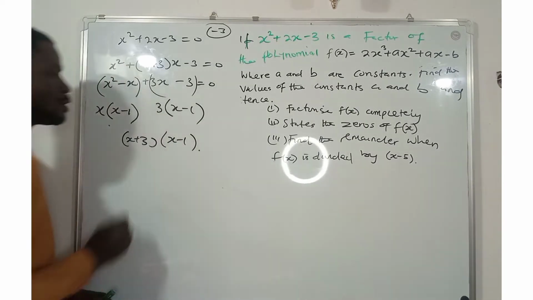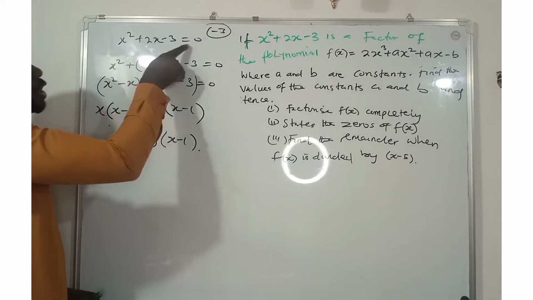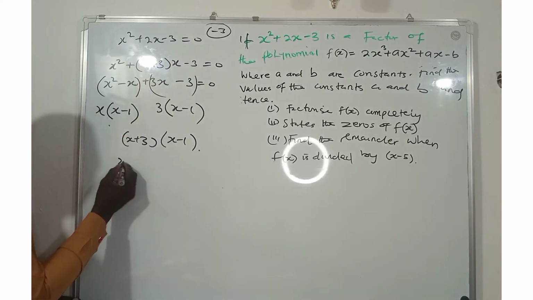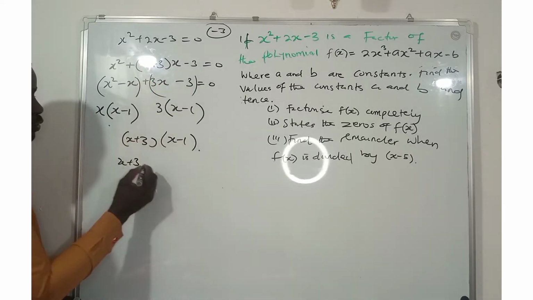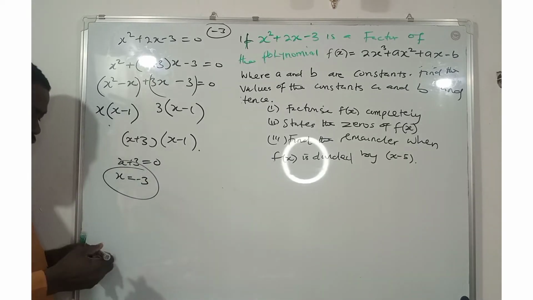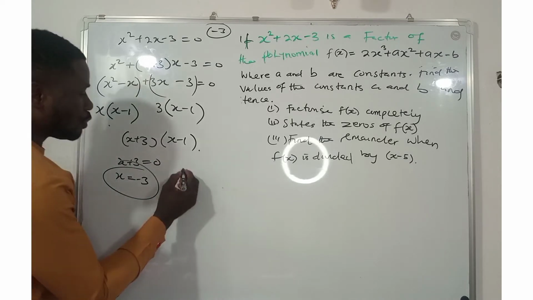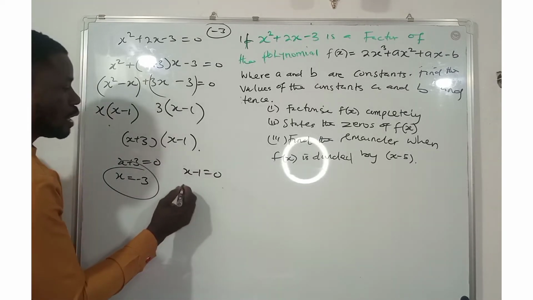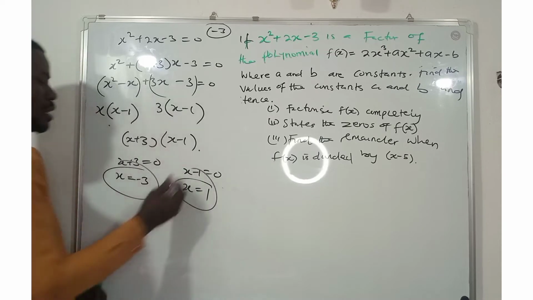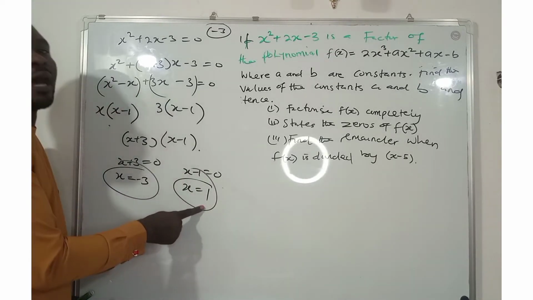Now what next am I supposed to do? I will look for the root. For me to get the root, I will remember that this equation is equal to 0. Therefore, x plus 3, which of course is a factor, should be equal to 0, and then x equal to minus 3. Therefore, we have one of the roots here to be what? x equal to minus 3. I will now go for the second root, x minus 1 equal to 0, and this is equal to 1. That means we've gotten two roots, x equal to minus 3, x equal to 1.